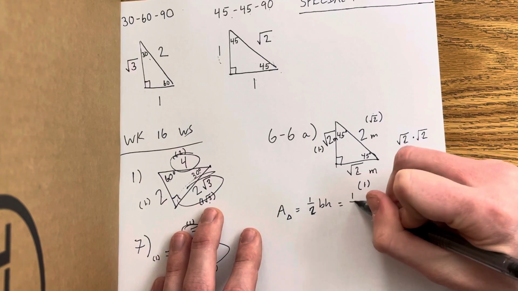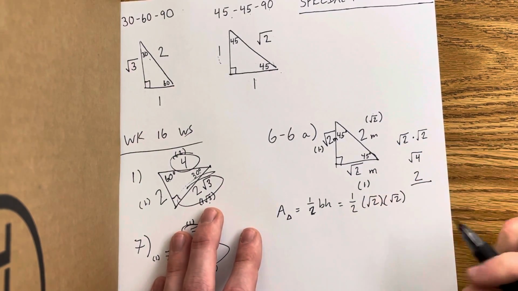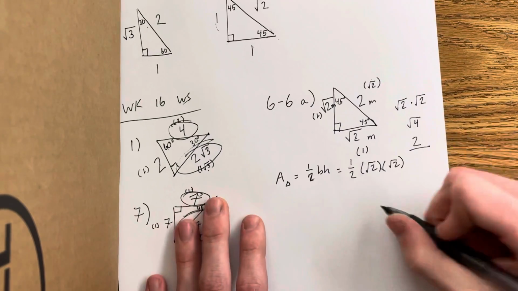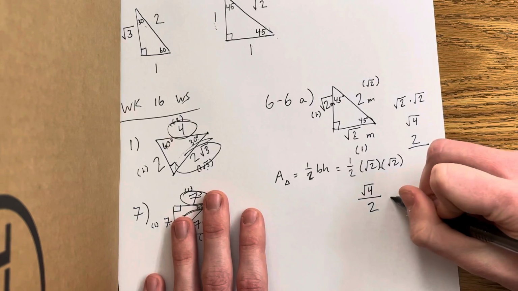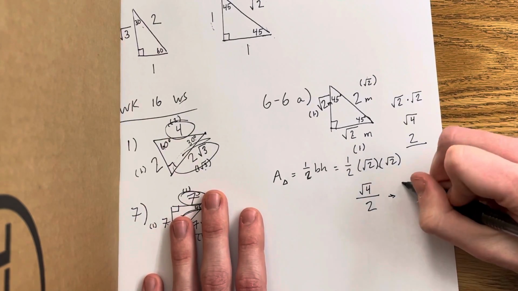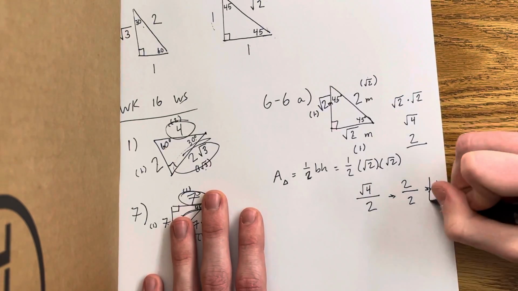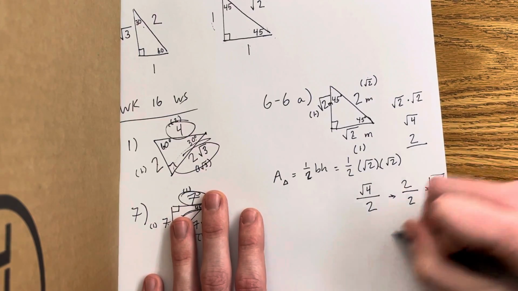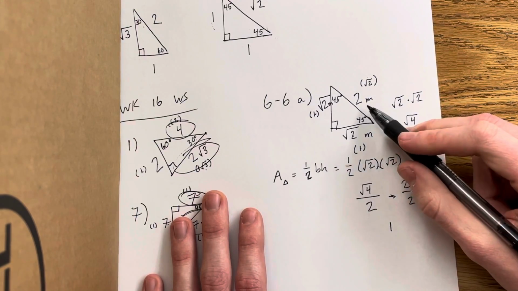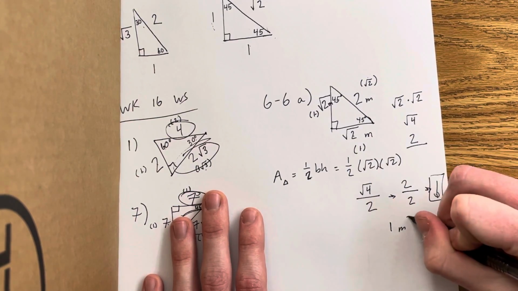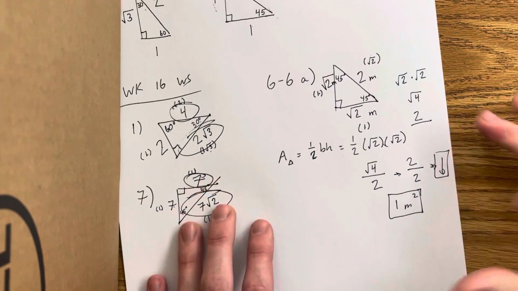So in this case, 1/2 root 2 times root 2. And then we just simplify it, right? So root 4 over 2. And then the square root of 4 is 2 over 2, which is 1. That would be the answer. Now, of course, this isn't the final answer. Our answer should be 1. What are our units? Meters squared. 1 meter squared. Don't forget your units.